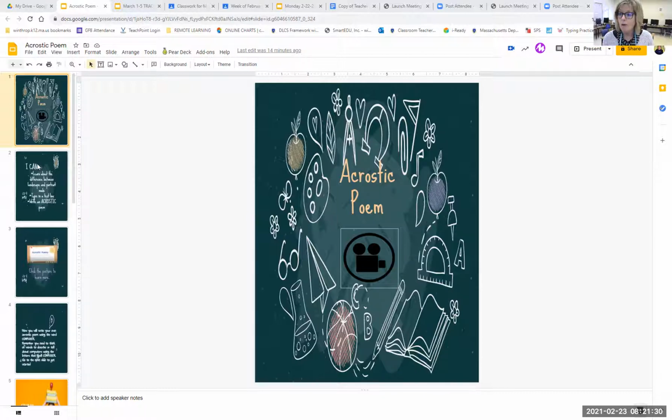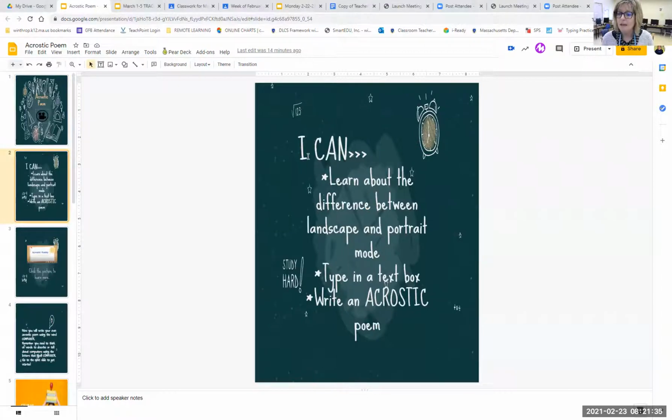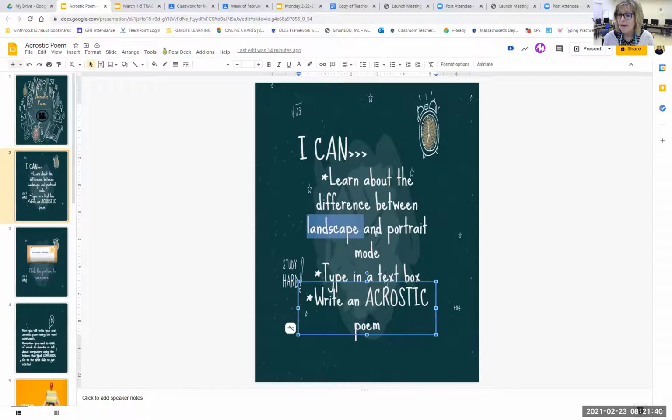So let's go to our I can statement. And it says, I can learn about the difference between landscape and portrait mode. Those are two computer words that we're going to talk about today, boys and girls. We're going to practice typing in a text box, which is something we've done before. And we're going to write an acrostic poem. Okay, so those are the three things that we're going to work on in today's computer lesson. And this is for the week of March 1st.